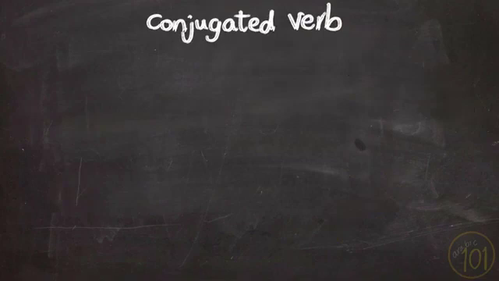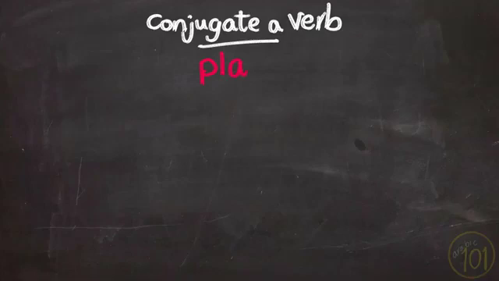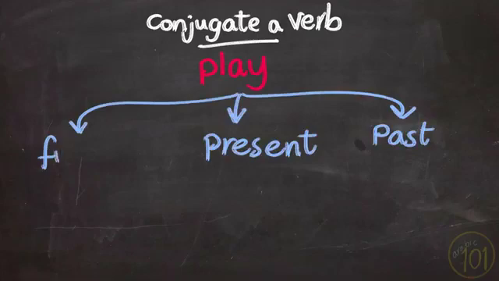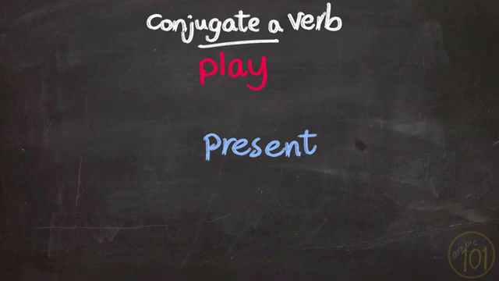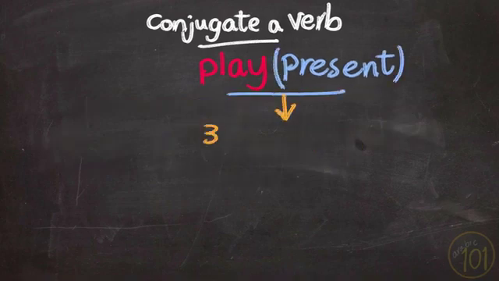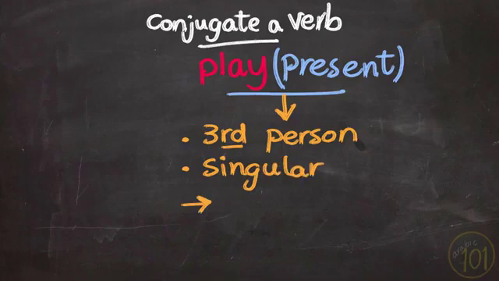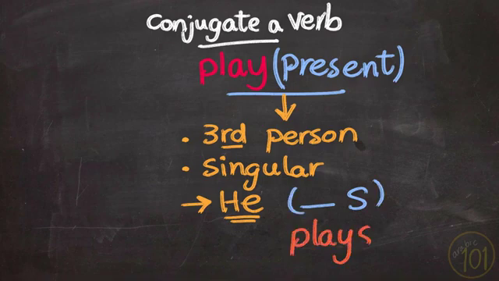But what does it really mean to conjugate a verb? Well, consider the verb play in English as an example. We can conjugate it to past, present, and future. So if we choose to conjugate it into present, and you want to use it with a third-person singular pronoun, which is he, in this case, you will have to apply a conjugation rule to it by adding a suffix, which is in this case an s that is added to the end of the verb. So it becomes plays. He plays.